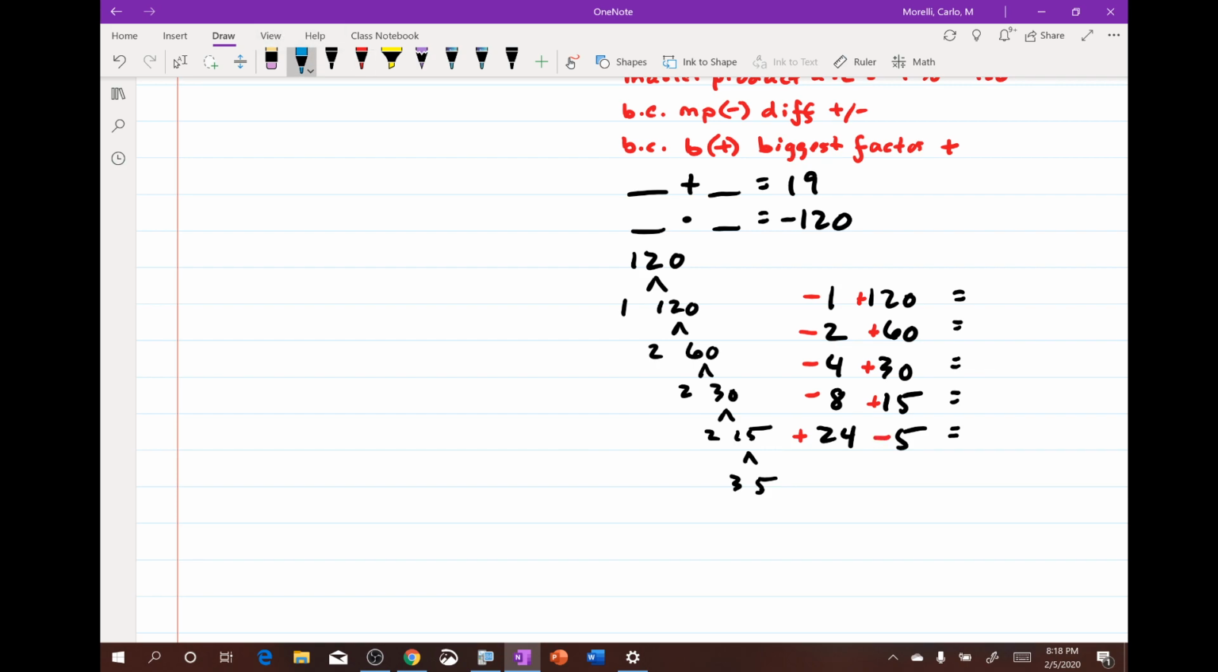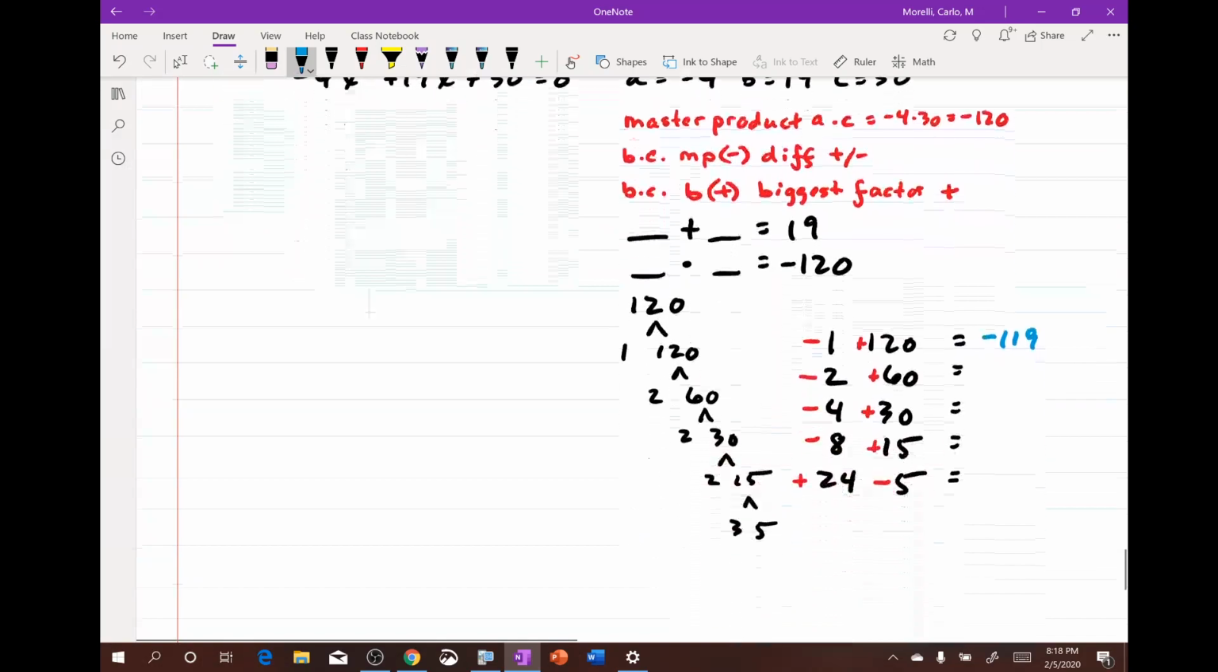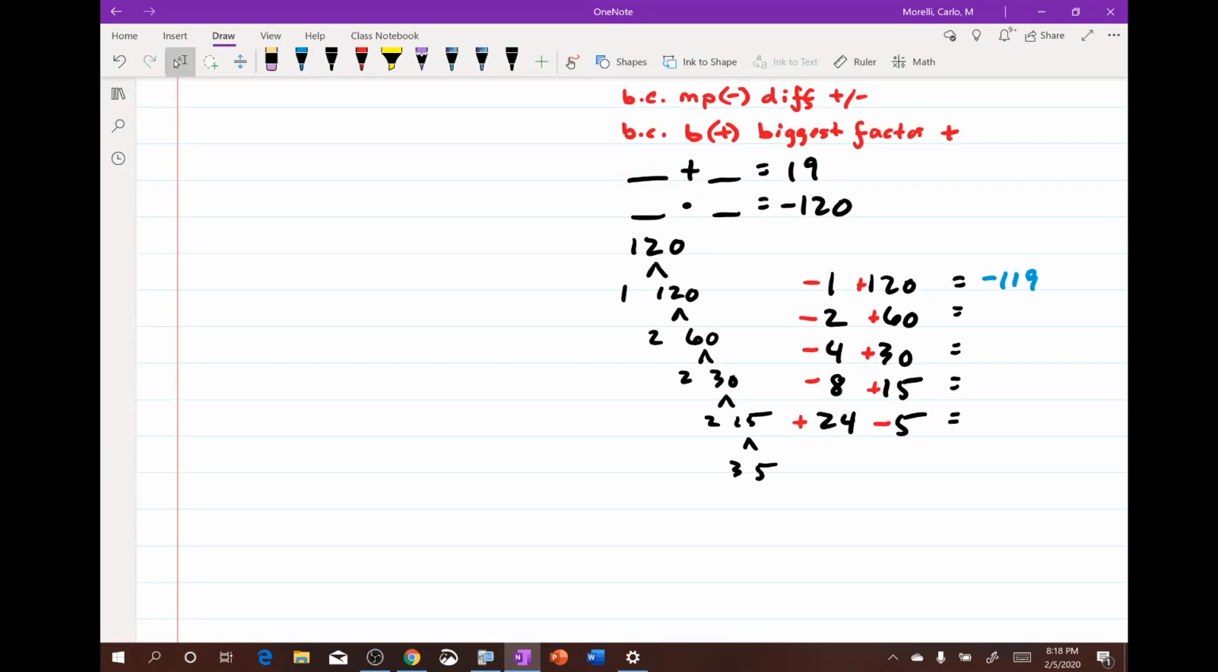Okay, so negative 1 plus 120 is 119. Well, that's not negative 120. Wait a minute, I just want to check something here. Yeah, sorry, we want them to add to be 19. So that's not 19. Negative 2 plus 60 is 58. That's not 19. Negative 4 plus 30 is 26. I was doing the wrong sign there, but that's not 19. I think this one might work.